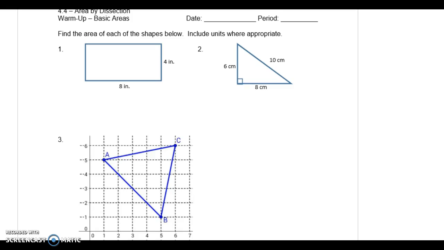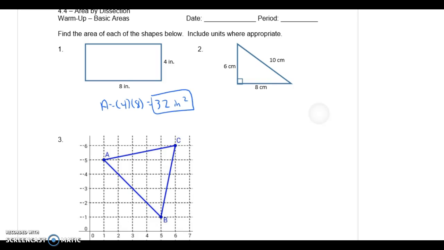In this section, we're going to explore finding the area of shapes using a process called dissection. To start off, though, we're going to look at different shapes of rectangles and right triangles, because our goal is to eventually break everything into those shapes. So the first one here, we have the area of this rectangle, dimensions of 4 by 8. So the area is just 4 times 8, which is 32 inches squared.